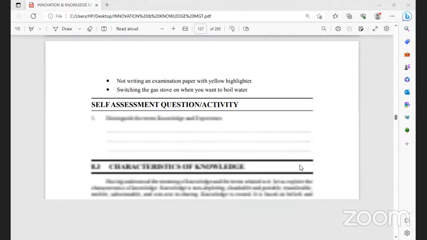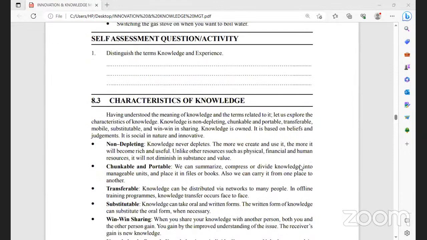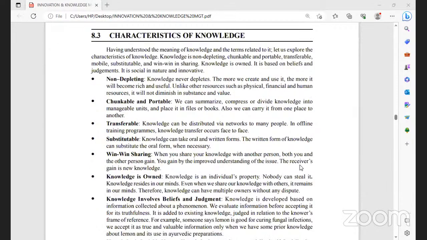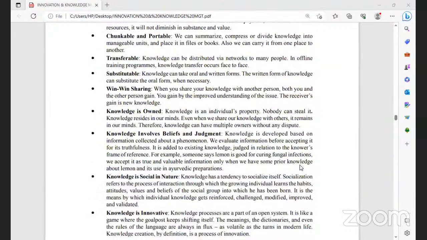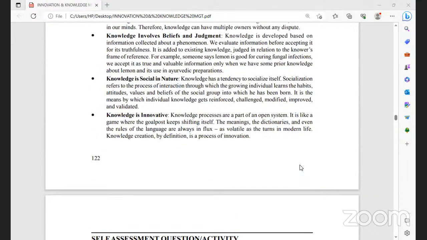Next one is characteristics of knowledge. Knowledge has its own characteristics. Some of them are non-depleting, chunkable, transferable, substitutable, win-win, sharing. Knowledge is owned. Knowledge involves beliefs. Knowledge is social in nature. Knowledge is innovative. They're all some of the characteristics.